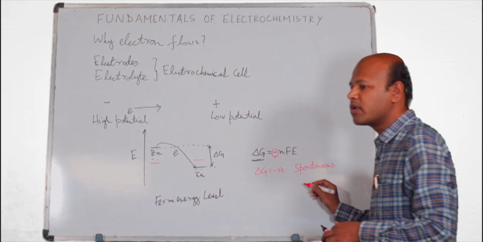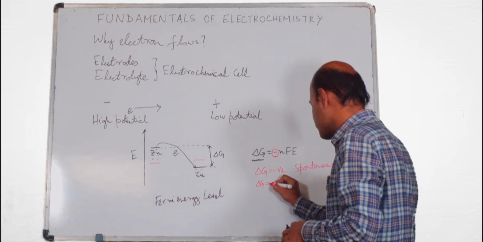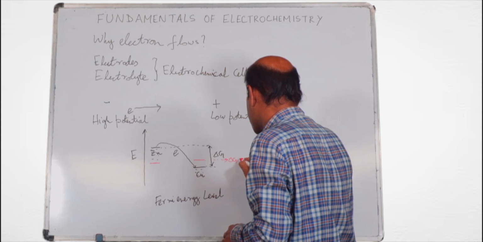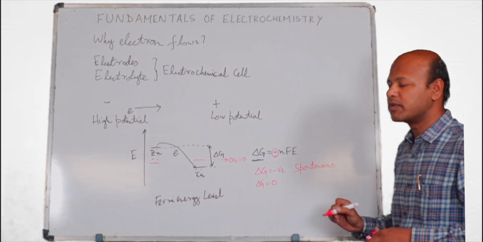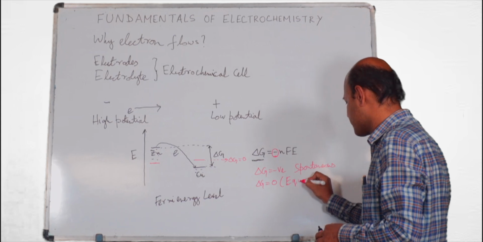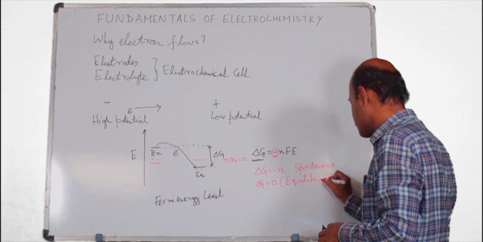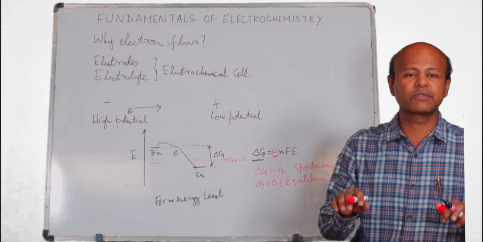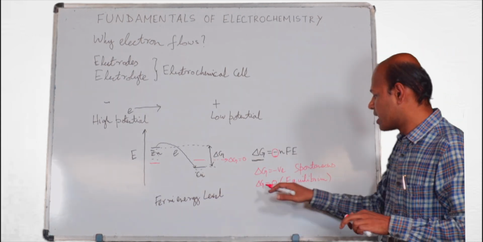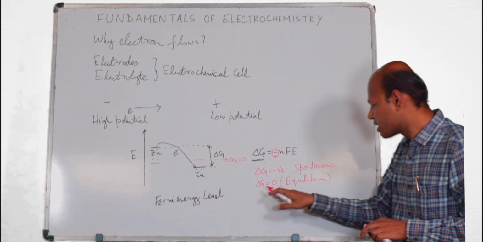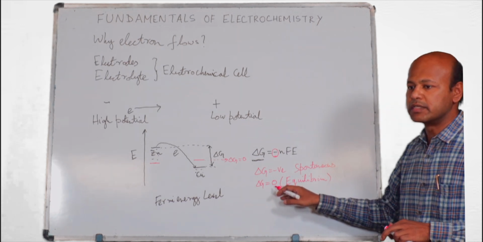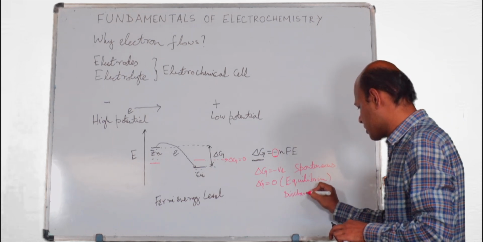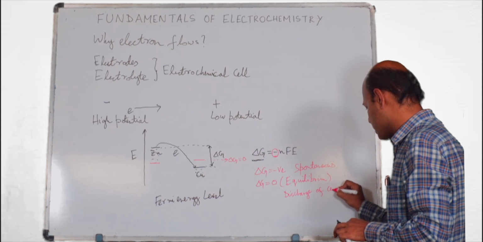Now how long will this flow? Until delta G becomes 0. At this level, my delta G becomes 0. This is known as equilibrium, or in terms of electrochemistry, we say the cell is discharged. This zinc and copper has formed an electrochemical cell, and it shows how long the electron will flow until delta G becomes 0. This condition is known as the discharge of a cell.